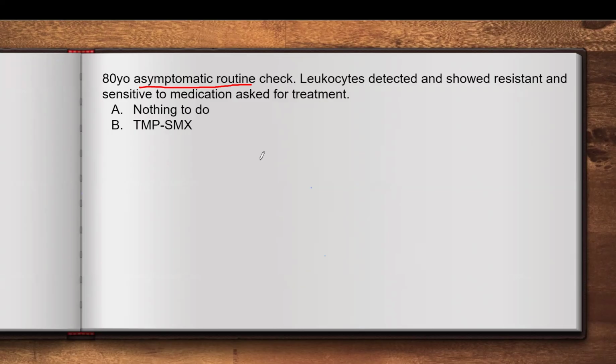So this is asymptomatic bacteriuria. The patient does not have any symptoms, but there are leukocytes detected in the urine specimen. Okay, so you don't treat asymptomatic bacteriuria unless the patient is pregnant. So if there is a pregnant female, you treat asymptomatic bacteriuria, okay, because of risk of neonatal sepsis, okay.